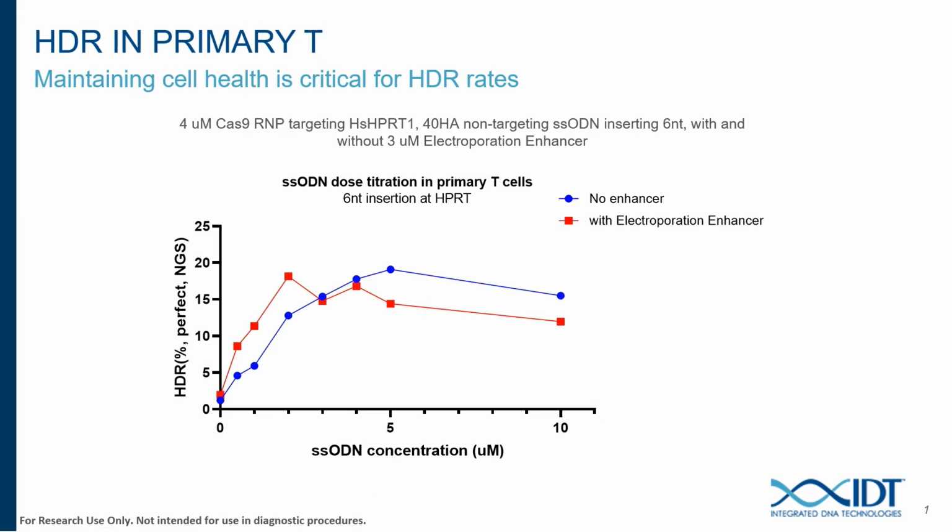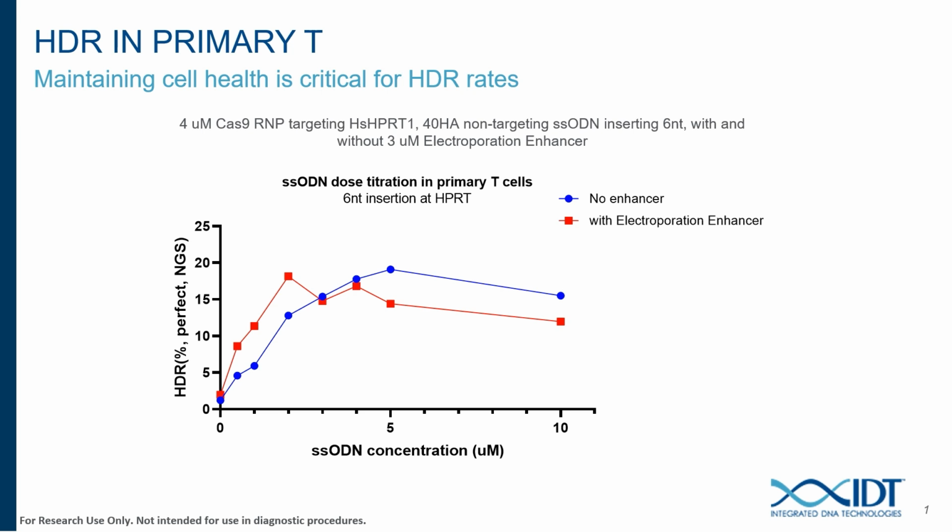And as with many cell types, we found that the key to efficient CRISPR editing and HDR in primary T cells is to find the balance of where you have enough donor template to achieve high HDR rates, but not so much that the health of the cells is negatively affected. So we also recommend doing dose titrations of at least just the donor template.